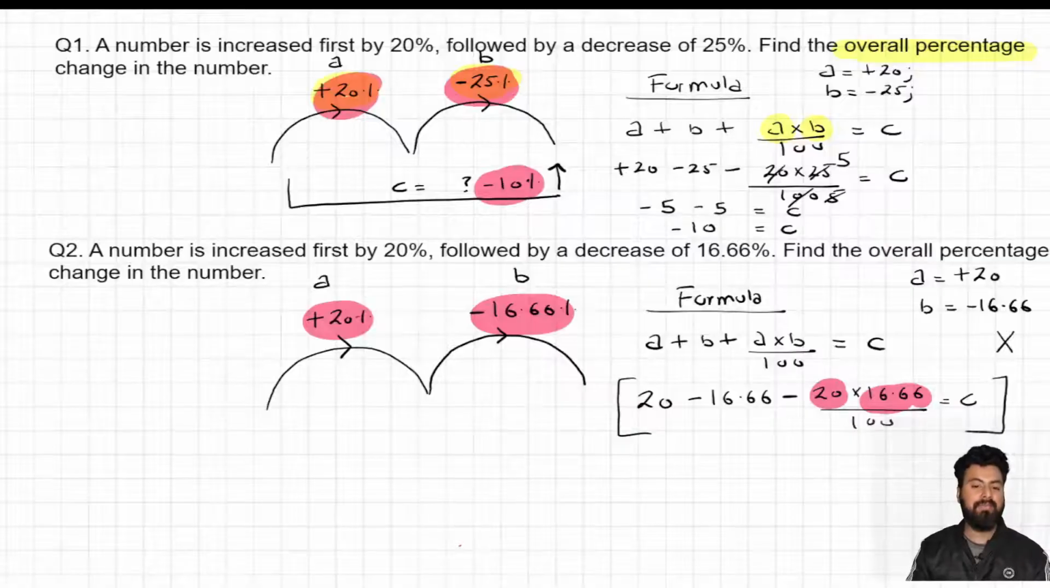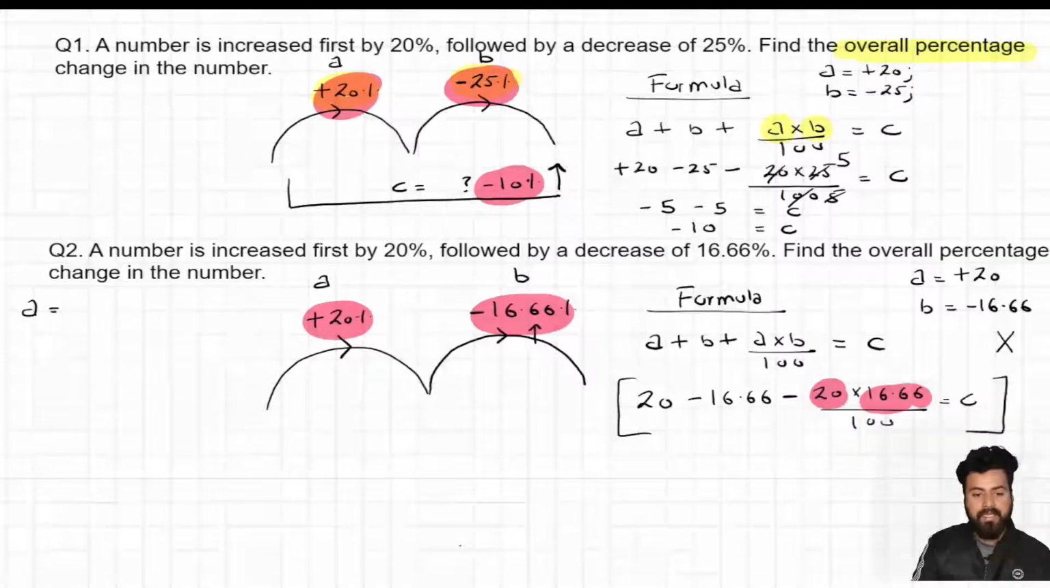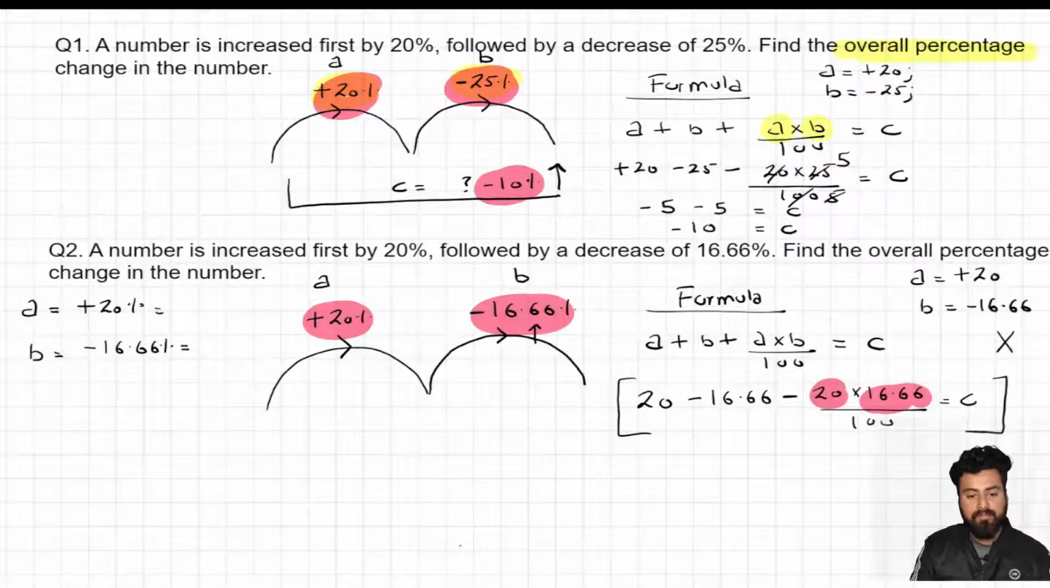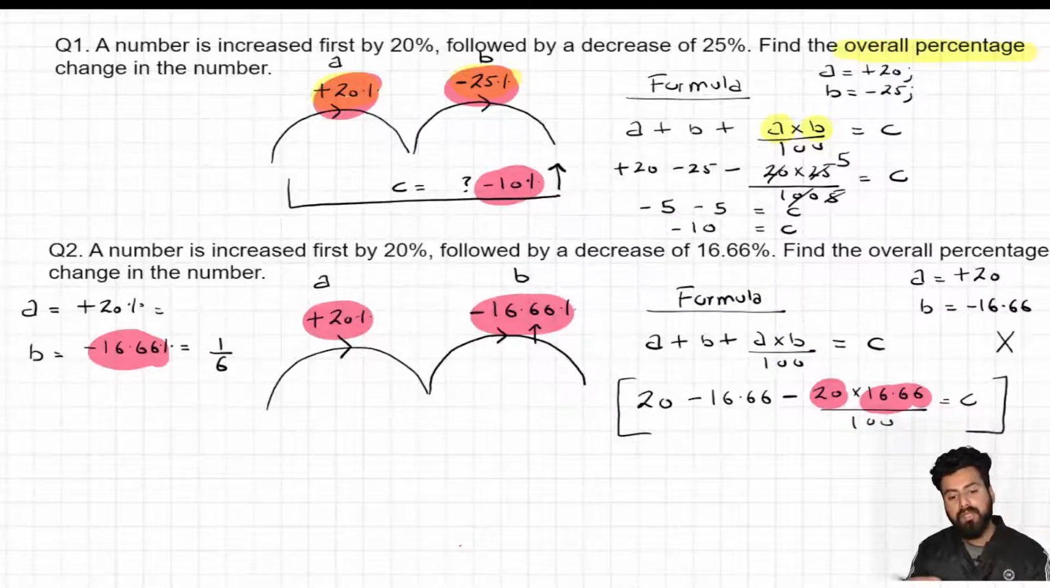So what are the changes which I have to make? Whenever I'm given a decimal percentage value, we choose to use their fractional values, and that is the same I'm going to do here. The value of A is plus 20%. Let me write down the percentage sign as well. The value of B, the second operation, is minus 16.66%. So whenever you are given a decimal percentage value, you can use its fractional equivalent in order to do the calculation easily.